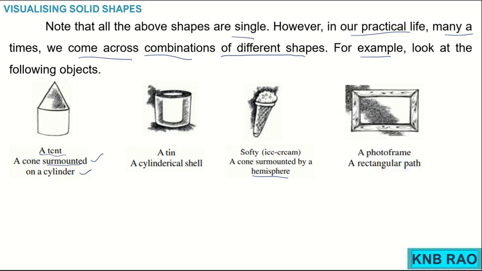So these are some examples I have given. With two more examples, I'll wind up this one. See, you might have seen this, right? It is a bowl. It is a combination of two hemispheres, which is a hemispherical shell. We call it a hemispherical shell.